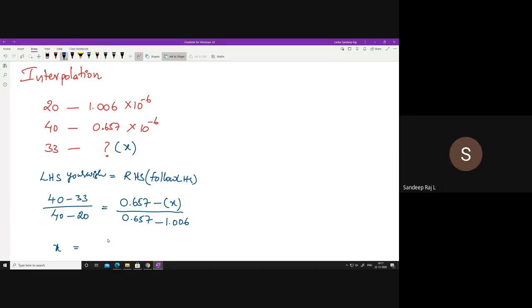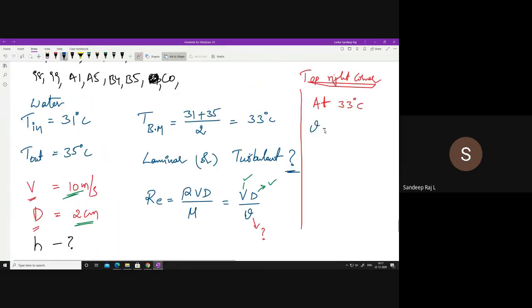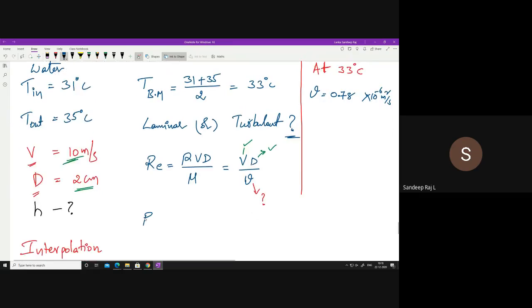0.78. 0.78 into 10 to the power of minus 6 meter square per second. So let me write it here. Nu is equal to 0.78 into 10 to the power of minus 6 meter square per second. So now I'll calculate the Reynolds number value. The Reynolds number is equal to V is 10, D is 2 centimeters, 2 into 10 to the power of minus 2, by nu value. The nu value is just now we have found out, 0.78 into 10 to the power of minus 6.